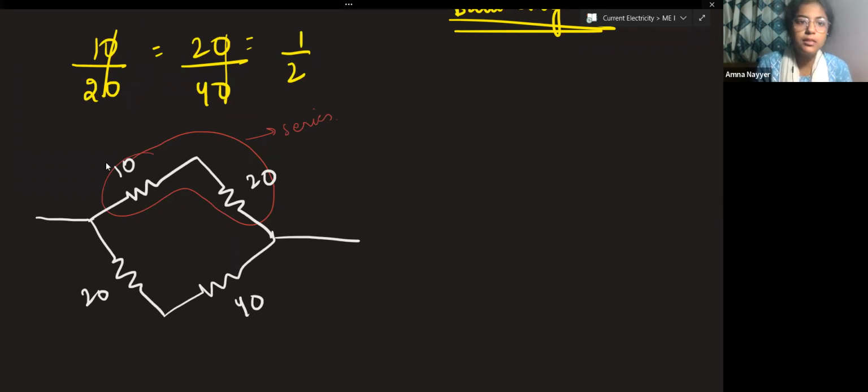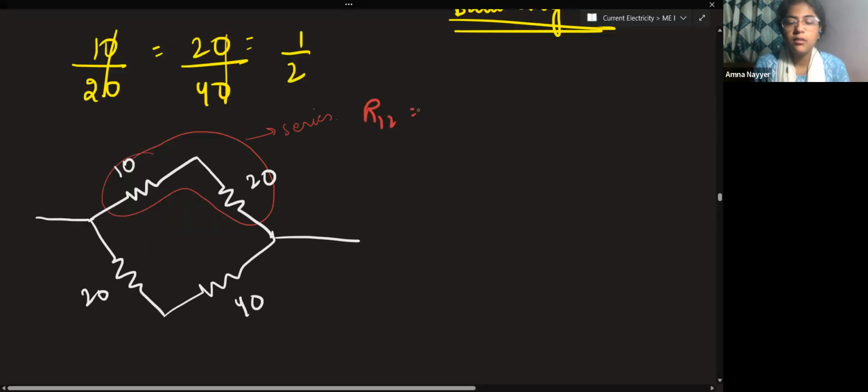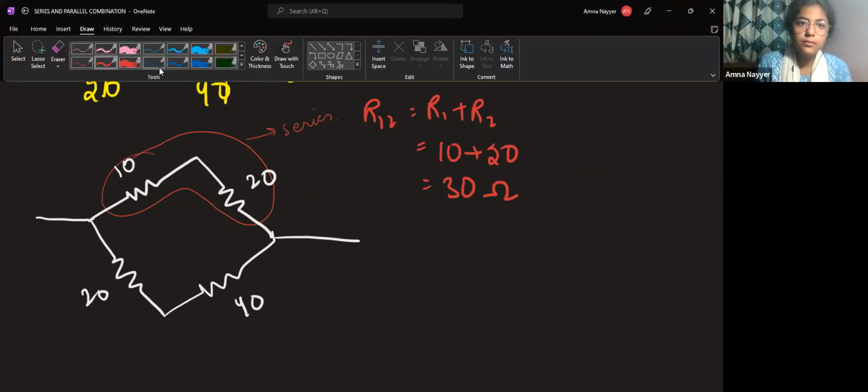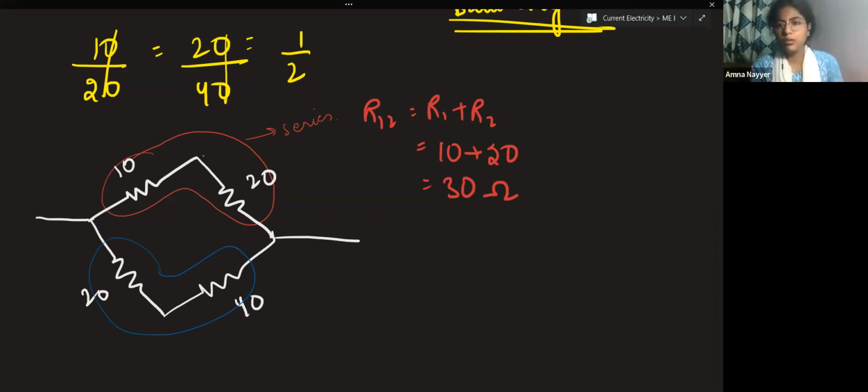It means R12 will be simply R1 plus R2, which will be equal to 10 plus 20, which is equal to 30. Fine. So this is R12. This is not R equivalent.